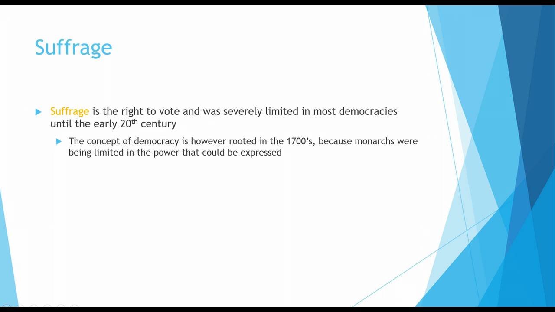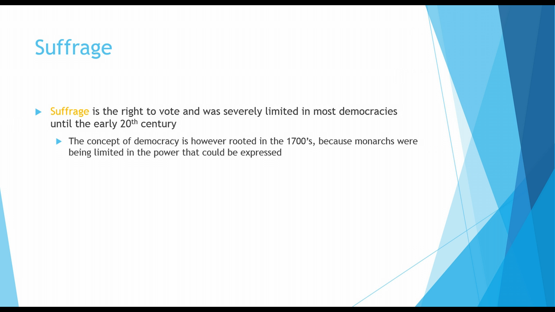Another universal concept that has to exist in order for a democracy to exist is the idea of suffrage. Suffrage is the right to vote, and in most democratic societies it was severely limited until the 20th century. The way that it's limited is that most of the time you had to reach a certain age before you were ever given the right to vote. Most of the time you had to be a property owner in order to be able to vote. So that really is going to severely limit the amount of people that have an opportunity to voice what they want to see happen within the government.